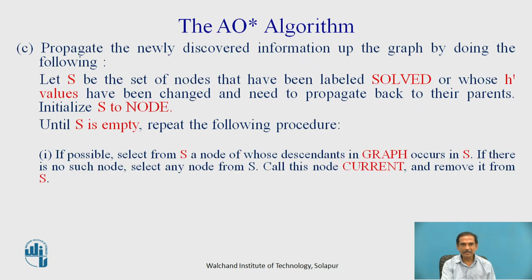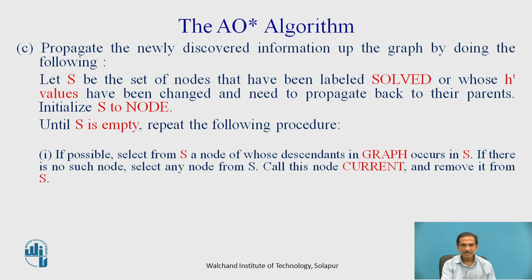Now you propagate the newly discovered information up the graph by doing the following. Let S be the set of nodes that have been labeled as solved or whose h' values have been changed and need to propagate back to their parents. Initialize S to the node. Until S is empty, repeat the following procedure.